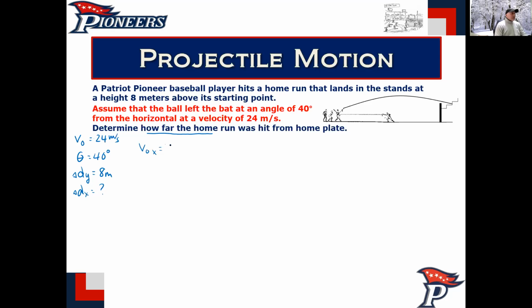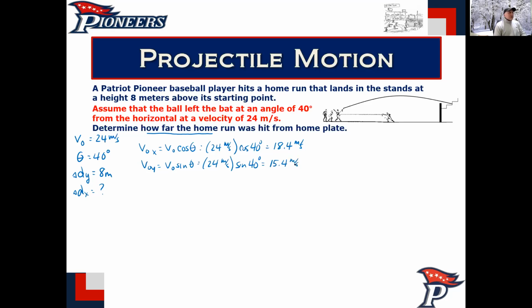right? So we're going to find Vox and Voy first. So 24 cosine of 40, 24 sine of 40. 18.4, 15.4.